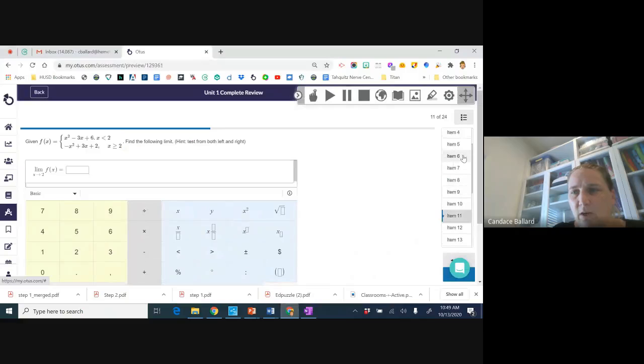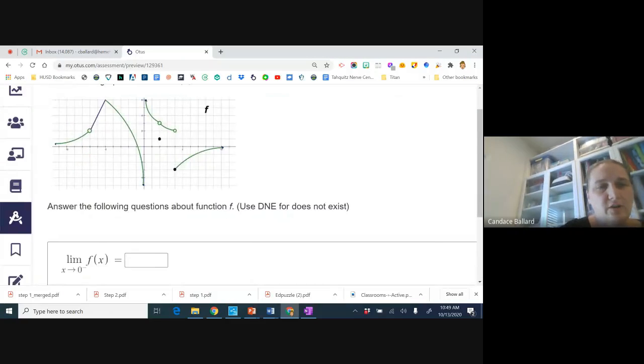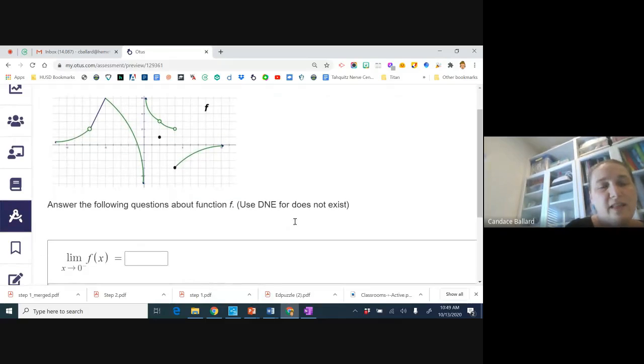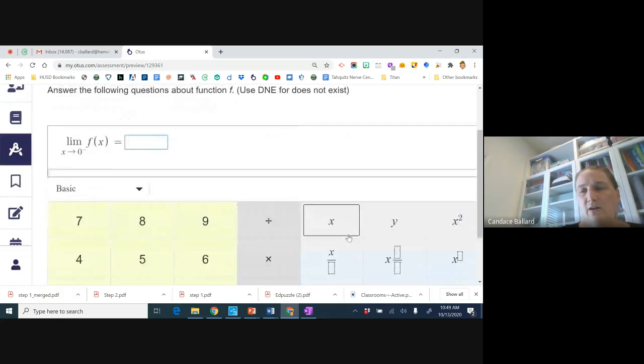All right, so here we go to number 3. We still have this picture here. Answer the following questions. We've got the limit as x is approaching 0 from the left. The 0 is right here, and I'm on the left side of 0. Notice the y value is going down, down, down, down to negative infinity. Does that make sense, Casey? So it should be negative infinity, and you should be able to type in the little symbol there. It's right here.